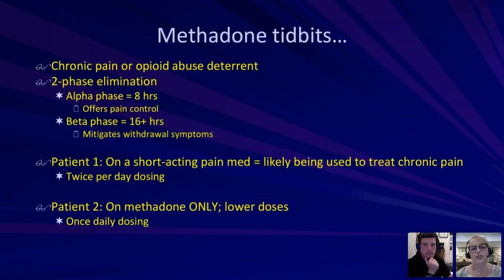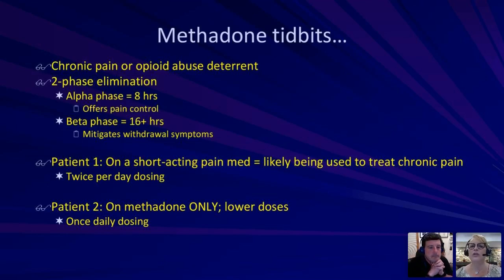So look at the two patients that I've given you here quickly. That'll help you decide, if a patient comes in and you notice that they have methadone in their profile, whether or not they're using it for pain or for opioid abuse. Patient one is on methadone as well as a short-acting opioid. So they're using methadone for basal control, and they're using maybe MSIR or Percocet or Vicodin for breakthrough pain or acute pain. This means that patient is most likely using methadone to treat chronic pain.